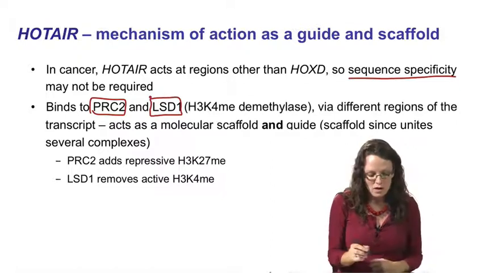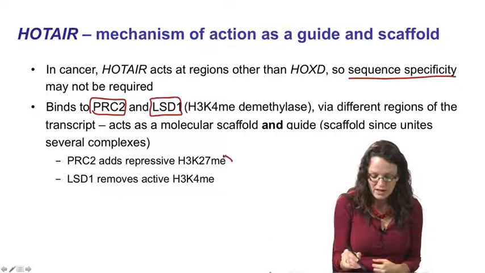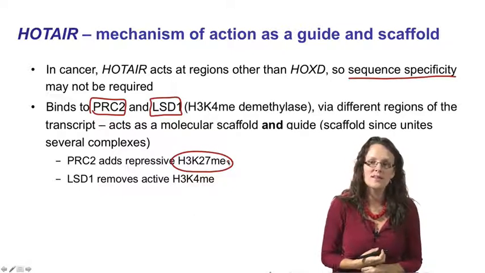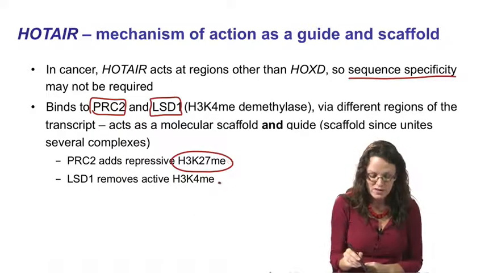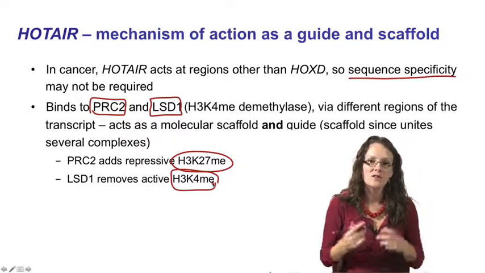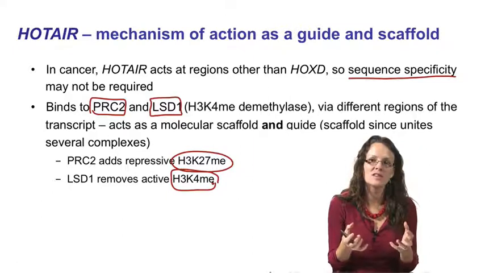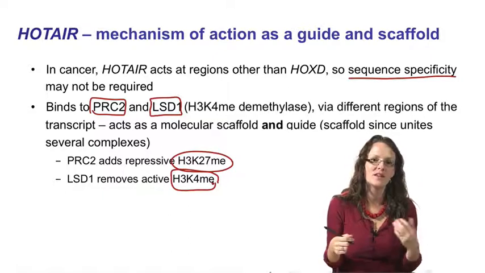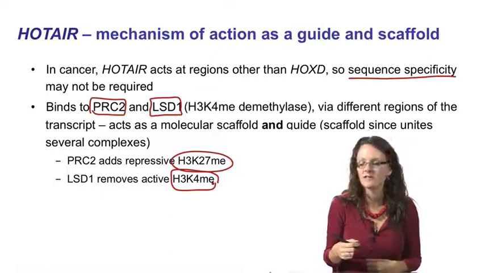So PRC2 can lay down H3K27 trimethylation, whereas LSD1 is actually a demethylase, but it removes methylation from H3K4, which you'll remember is an active mark. So HOTAIR tethers together two complexes which are both going to end up in transcriptional repression. One because it lays down a repressive mark and the other because it removes an active mark.